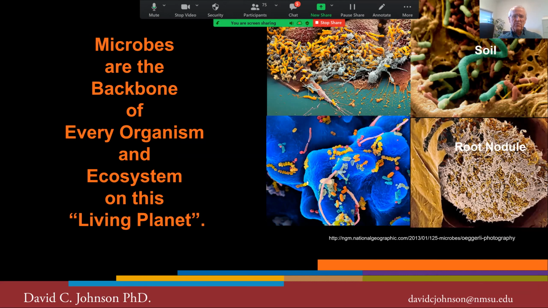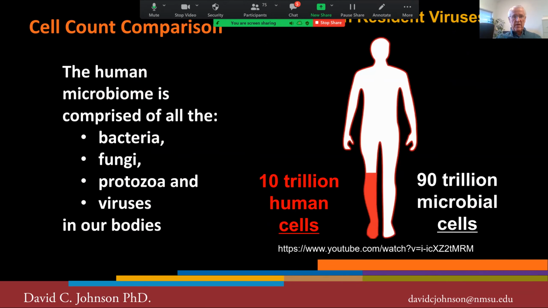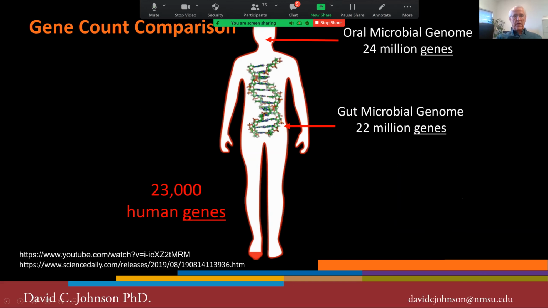So we're seeing that microbes are the backbone of every organism and ecosystem on this living planet. As a human, you have about 10 trillion human cells. You have about 90 trillion microbial cells in your body and about 1 quadrillion resident viruses. In a gene count comparison, you as a human have about 23,000 genes. Your gut microbiome alone has 22 million genes. So they outnumber you by 99.99% as far as their gene count compared to yours.